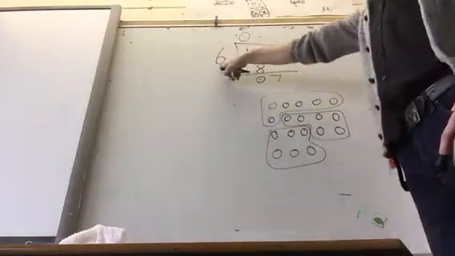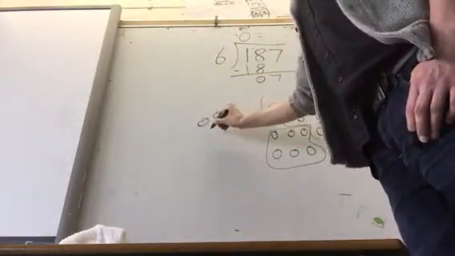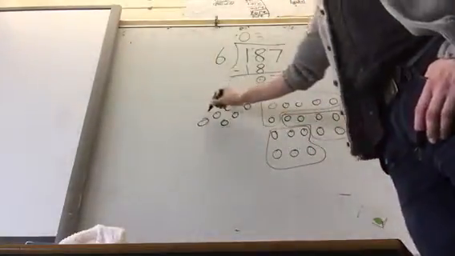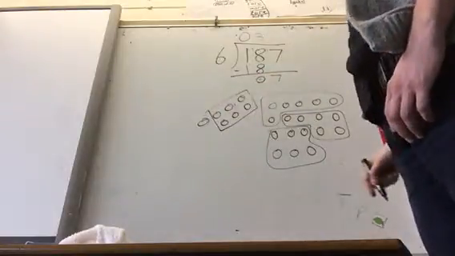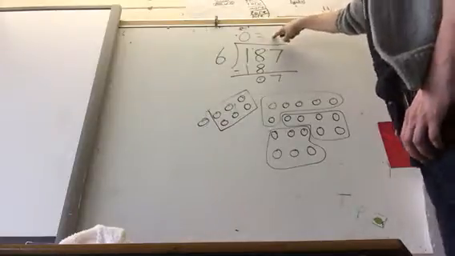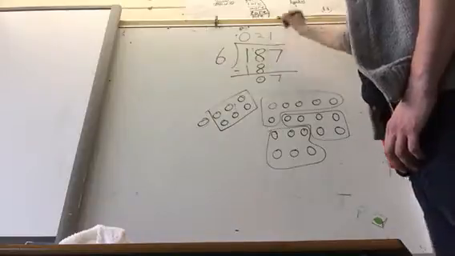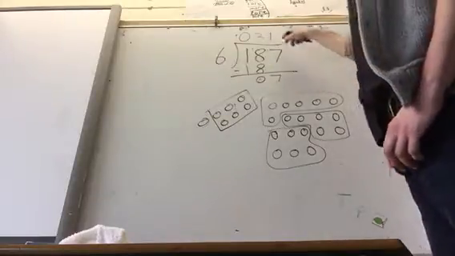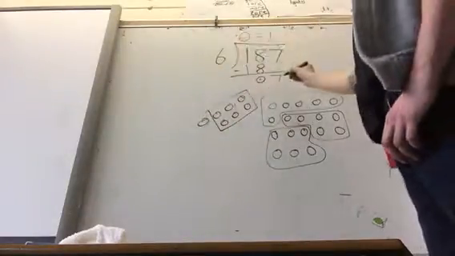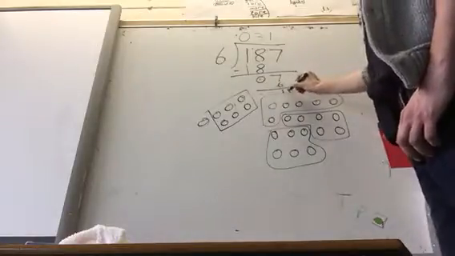We brought down our 7, so now we have to ask ourselves, if we have 7 cookies, how many groups of 6 can we make? Here's 1, 2, 3, 4, 5, 6, 7 cookies. How many groups of 6 can I make? Just 1. And the number of groups you can make, that digit always goes up here. We just figured out if we have 7 cookies, we can make 1 group of 6. And how many will we have left over? We'll have 1 left over. 1 group of 6 equals 6 cookies, and we'll have 1 left over, 1 remainder.